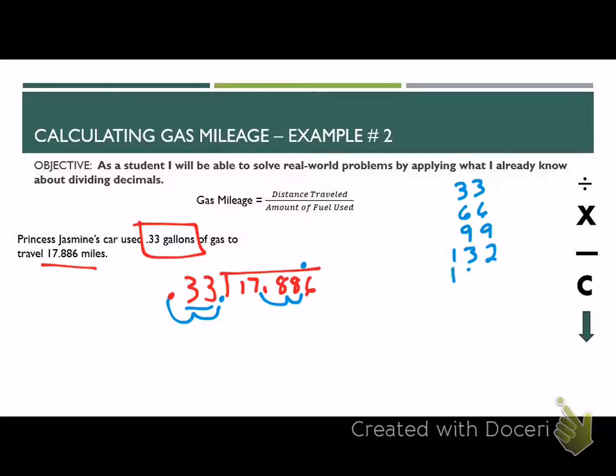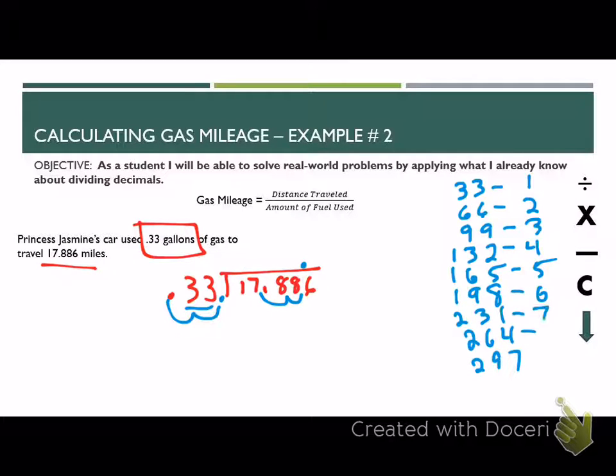And the next one's 165, 198, 231, 264, and 297. So there's my fast facts. So we have them there. Okay? And we're going to say 1, 2, 3, 4, 5, and so on. All right, here we go.